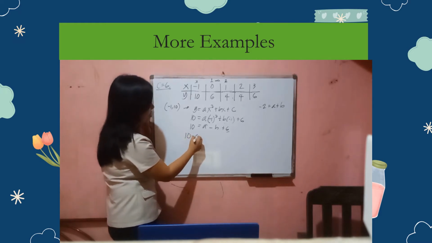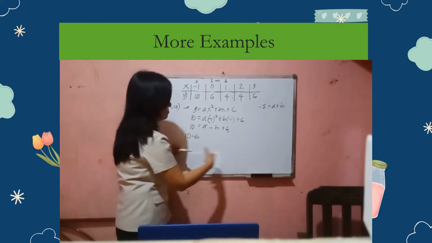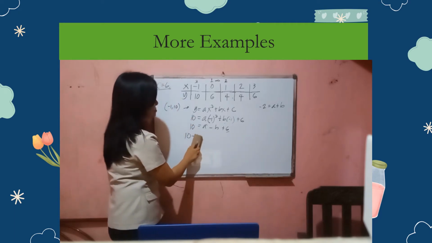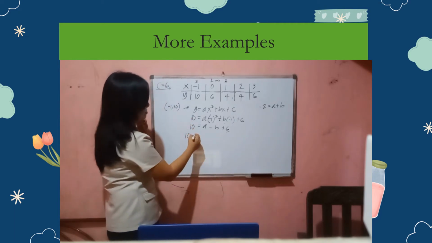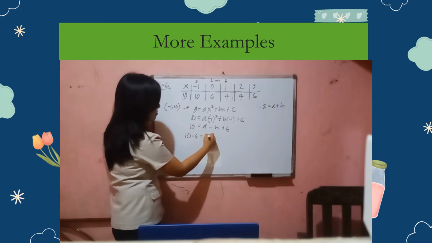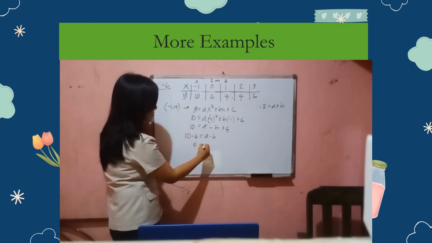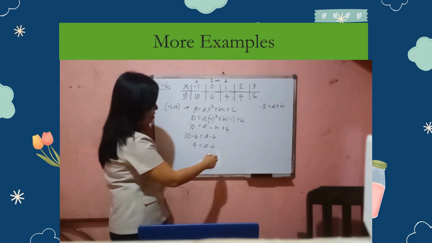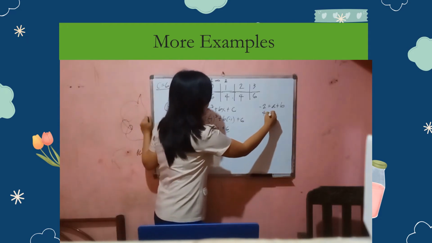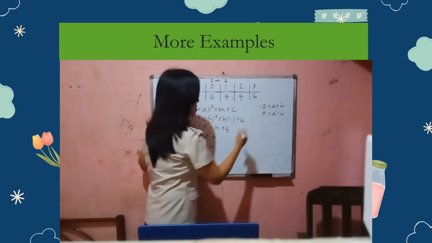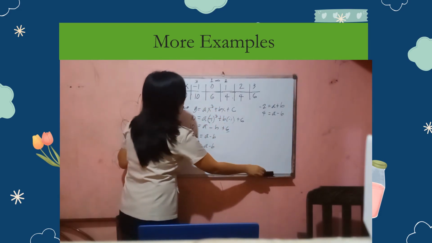So, 10 minus 6, ano ba yan? Andali. 10 minus 6 equals A minus B. Yun. 10 minus 6 is 4. A minus B, lagay natin siya dito. 4 equals A minus B. Okay, so, there you go.